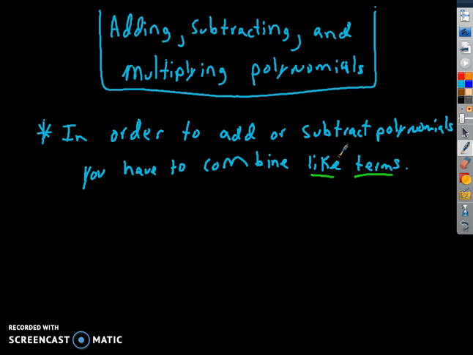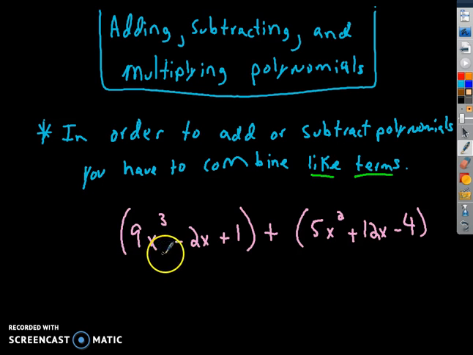So what I mean is this. Okay, so this is a polynomial. This is polynomial 9x cubed, subtract 2x plus 1. Plus, this is the second polynomial. This is polynomial 5x squared plus 12x, subtract 4. This is a polynomial because it's a collection of multiple terms.